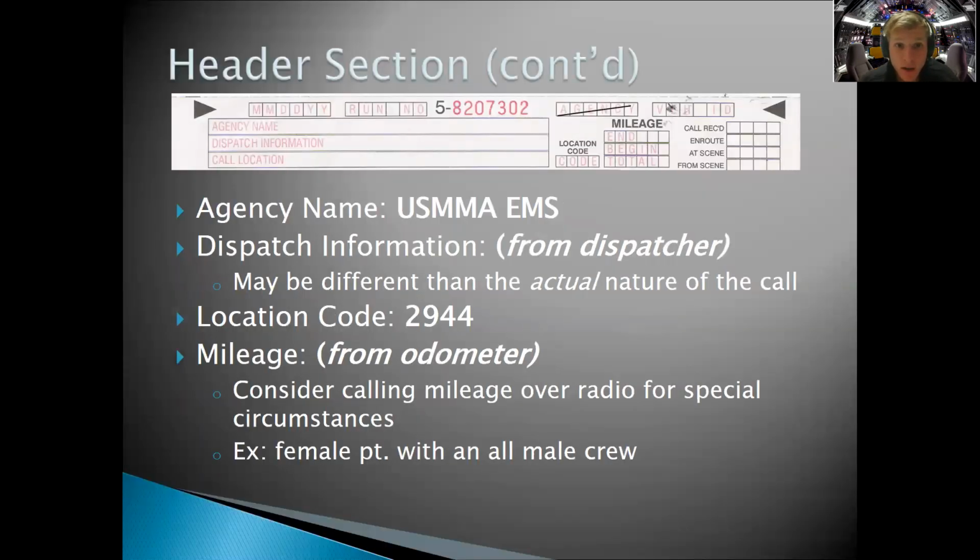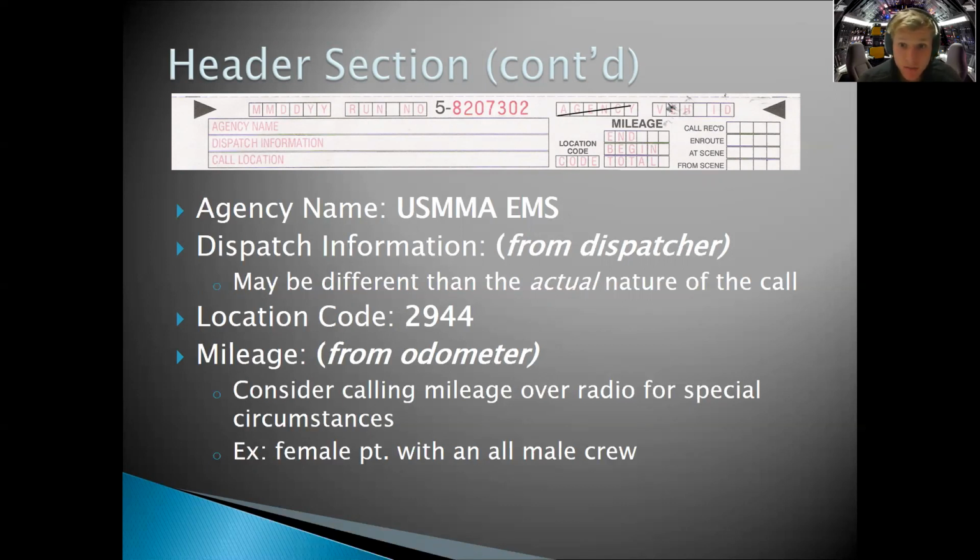Header, so agency, USMMA EMS, dispatch information. Just literally quote what the dispatcher says. Location, so if it says Rogers Hall or whatever hall, Murphy Hall, Tombfield, whatever. Location code 2944. If you don't remember that, it is posted on the ponies all around the PCR boxes.